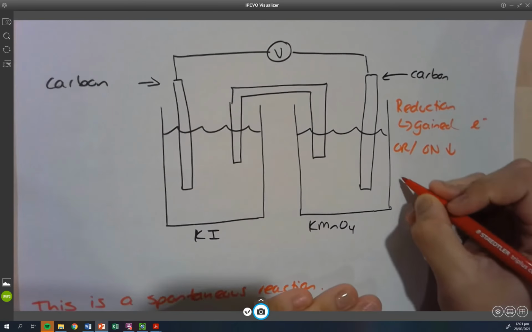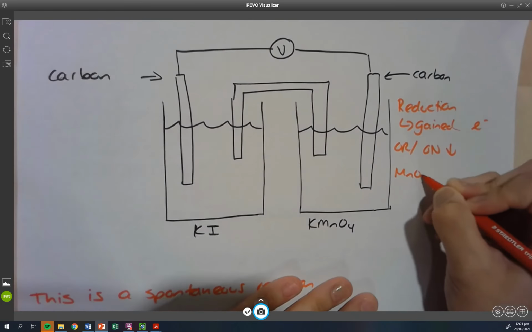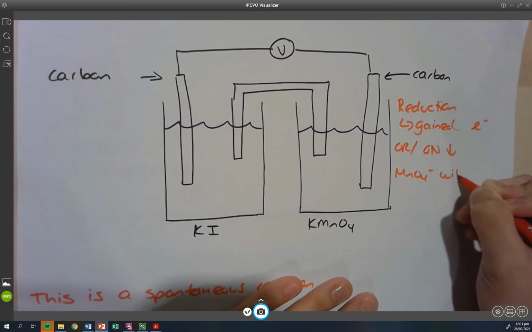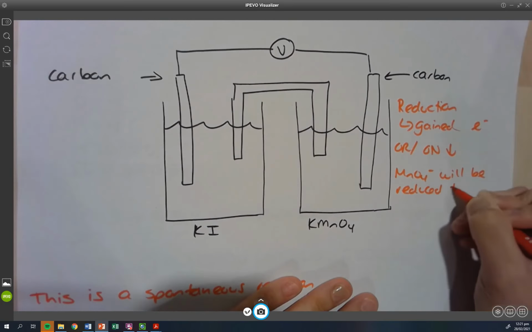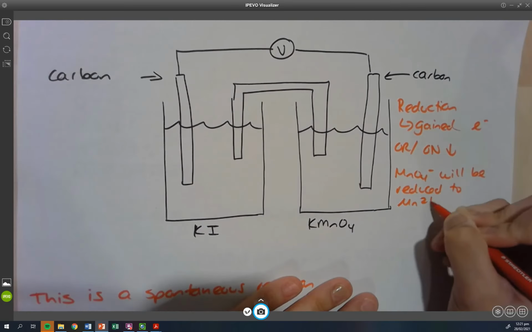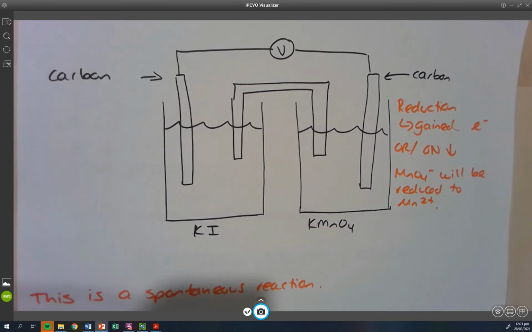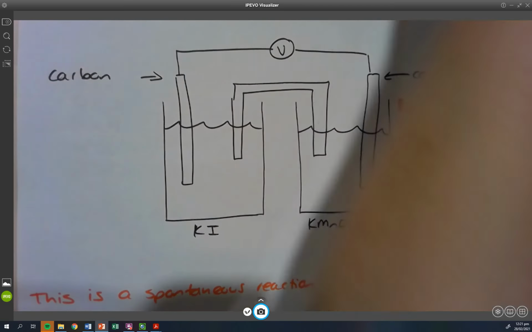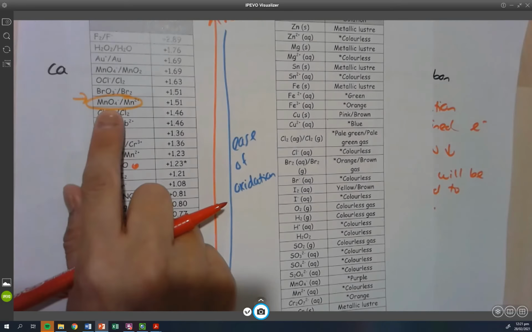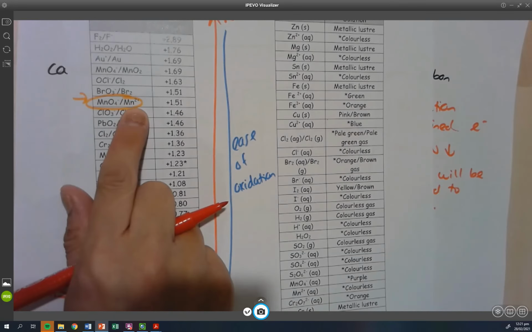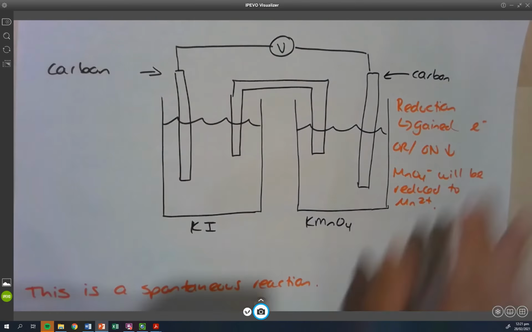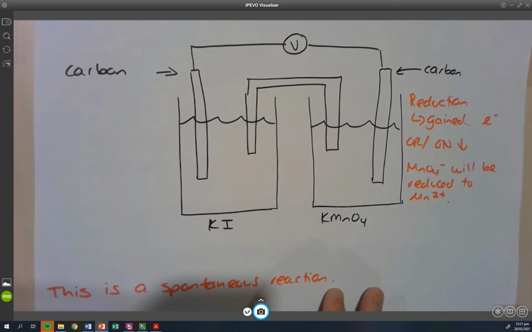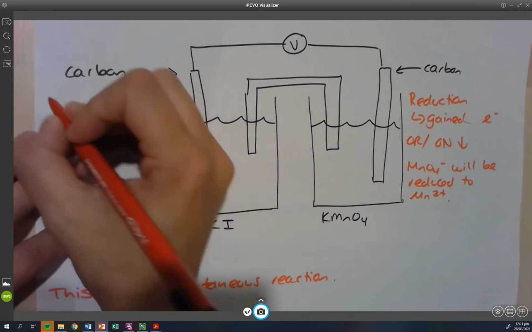So I would be writing down that I know that MnO4 minus will be reduced to Mn2 plus. Again, I know that from looking at my sheet here, and I've identified that this is the reduction reaction, so this must be the product that I'm seeing, and then from that information I can figure out the observations. The other half of the reaction then, this must be the oxidation.